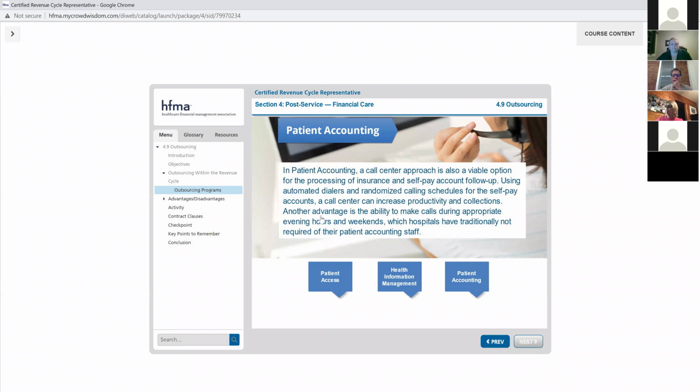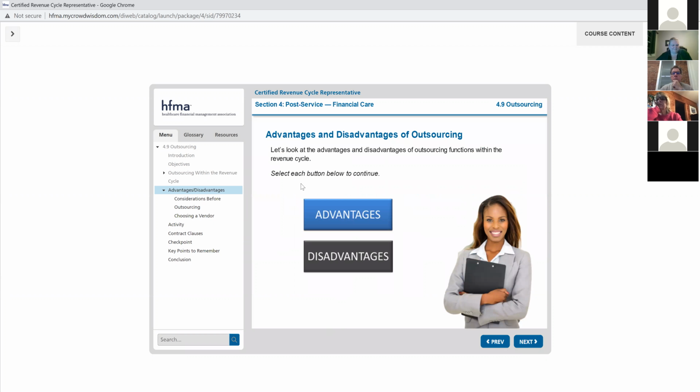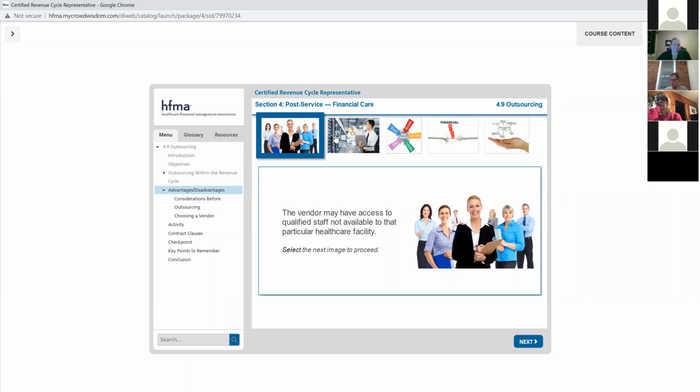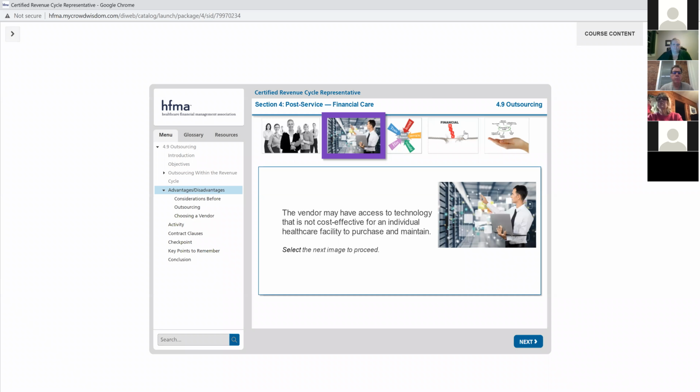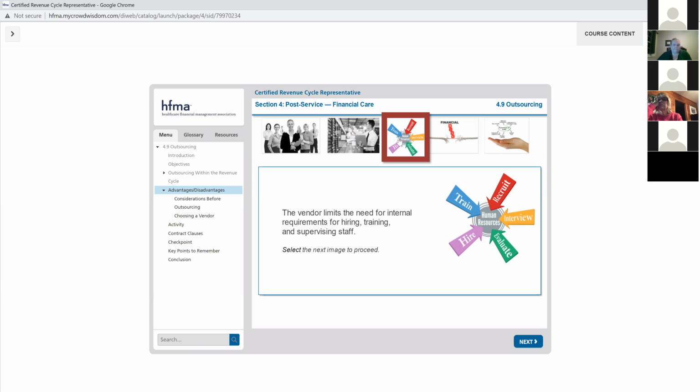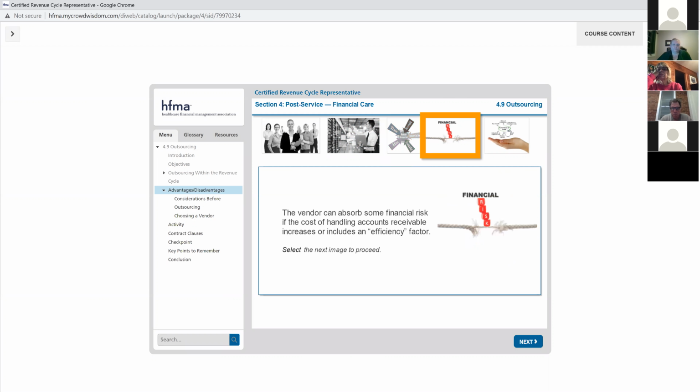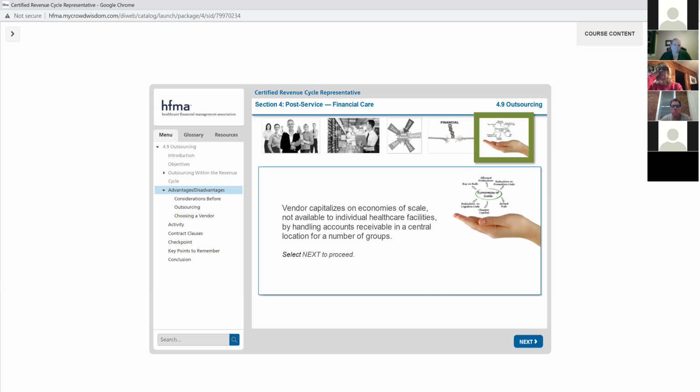So like anything, there are advantages and disadvantages of outsourcing. So we'll look at some of the advantages. So we can select each image here. The vendor may have access to qualified staff not available to that particular healthcare facility. The vendor may have access to technology that is not cost effective for an individual healthcare facility to purchase and then maintain. The vendor limits the need for internal requirements for hiring, training, and supervising staff. The vendor can absorb financial risk if the cost of handling accounts receivable increases or includes an efficiency factor. And then the vendor capitalizes on economies of scale not available to individual healthcare facilities by handling accounts receivable in a central location for a number of groups.